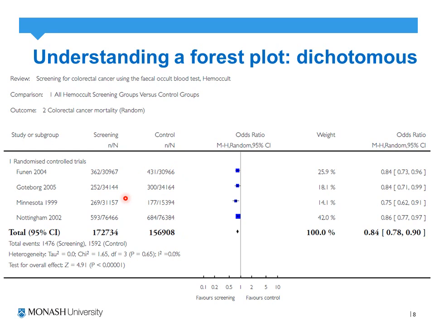So for example, if we look at the first study, Funen, we can see that 30,967 participants were allocated to the intervention group, that is the screening group, of which 362 died. Comparing that to the control group, which had 30,966 participants allocated to it, of which 431 died. And then we can run through the others and we get the same result.